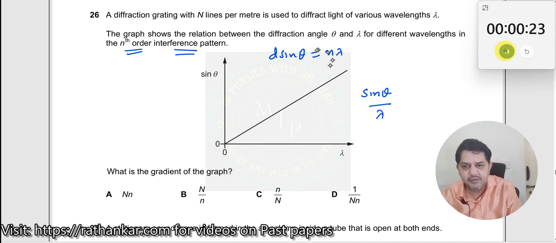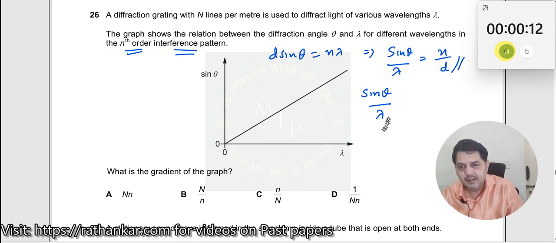Now you see, you use this equation. First, get this sin theta by lambda here, which means sin theta divided by lambda is equal to n divided by d over here. Now you see, you have n here, but d is not there.